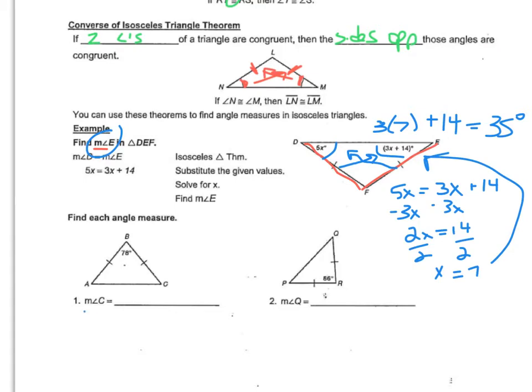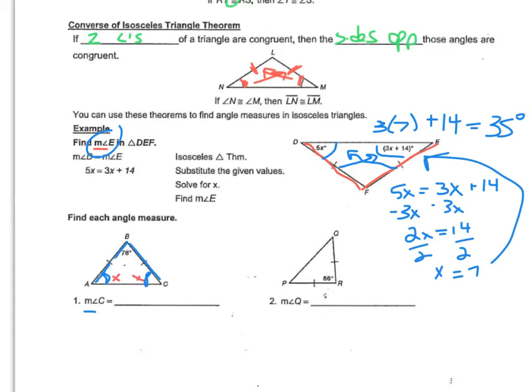So this one we want to find the measure of angle C. I notice I have an isosceles triangle because I have two congruent sides. So let's find our base angles, across from one side, across from the other. Notice I don't have any angle measures for those base angles, so I'm just going to call that x.